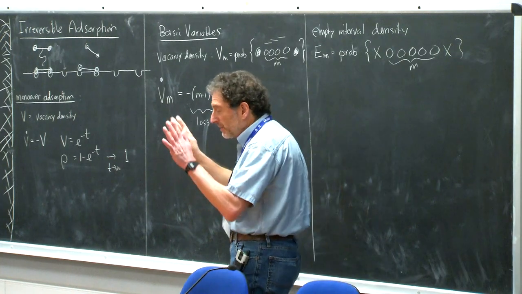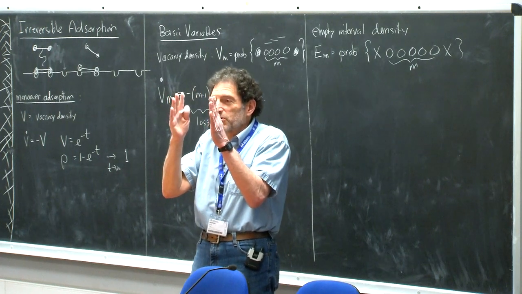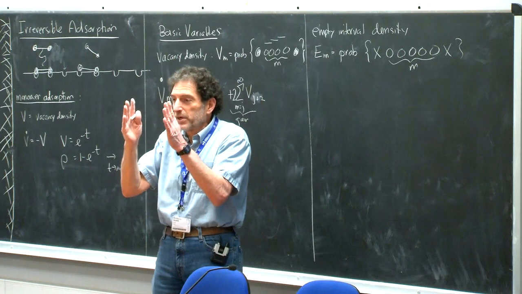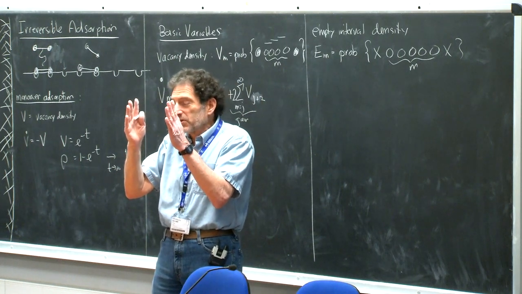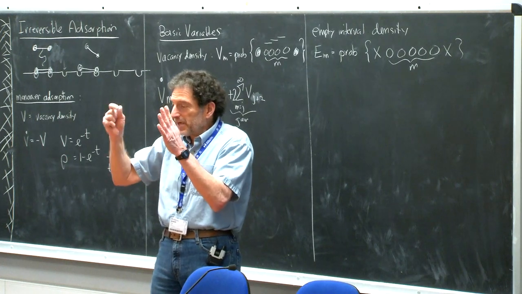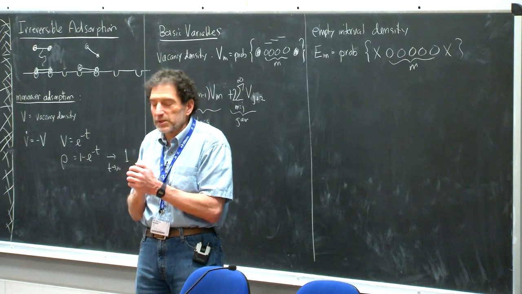So I imagine that I'm looking at my lattice with blinders that are of size m. And I say, do I see m empty sites in a row? And here, yes, so that adds one to E_m. I move over by one. Do I see m empty sites in a row? If the answer is yes, I add to E_m one. But if there's a car or a particle at this site at the edge, then we don't contribute.